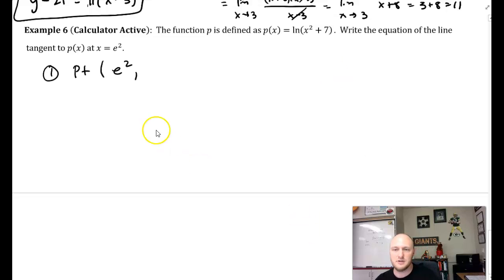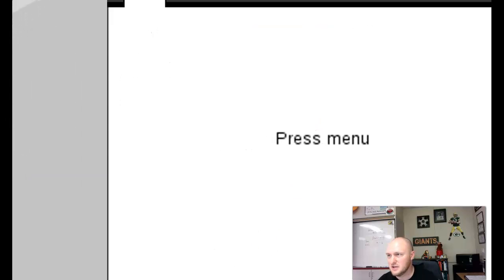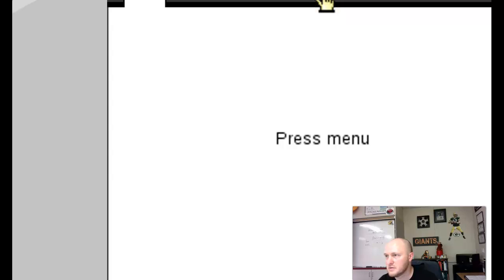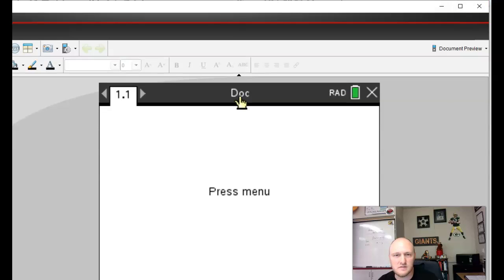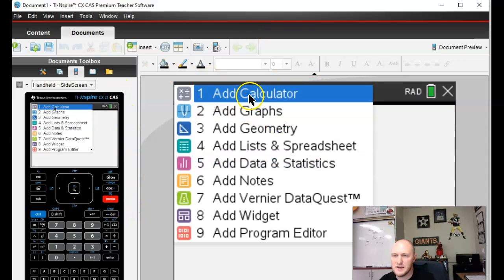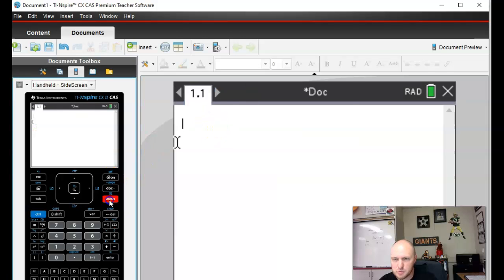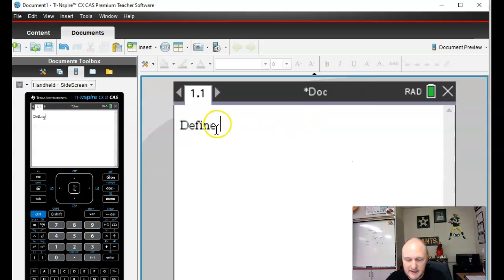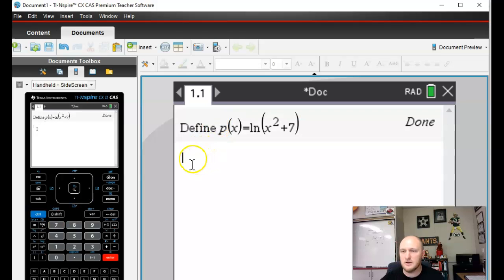They say x is equal to e squared. Okay, e squared, there's my value, but I need a y value. So I'm going to use my calculator. Okay, so I'm going to define my function. I'm on the calculator page: menu, actions, define. I'm going to define p of x is equal to the natural log of x squared plus 7. Okay, done.